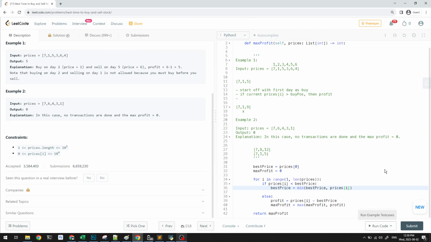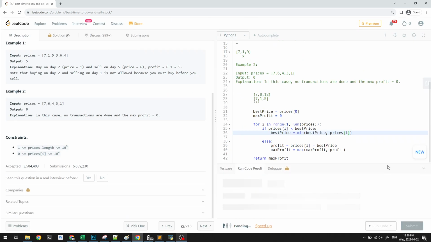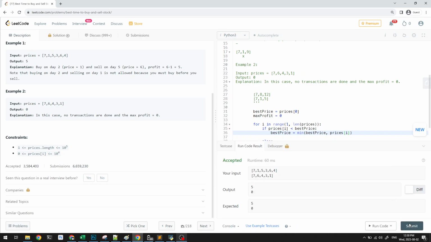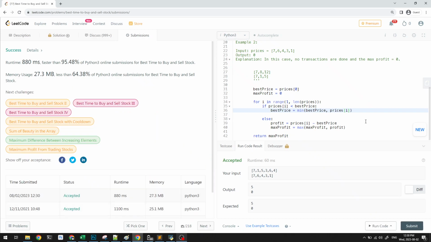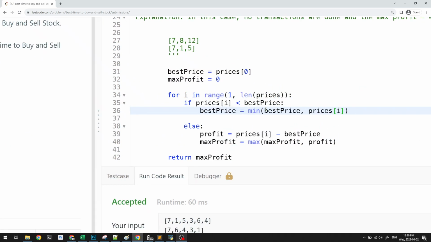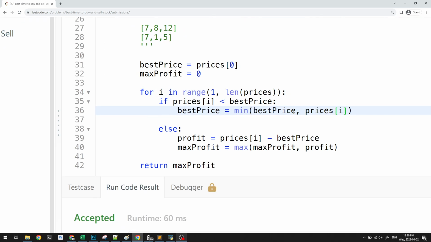So let's take a look and run the example test cases. And it passes, and we can click submit. And it also passes. Now you may be asking, why are we doing minimum of best price and prices of i? Why are we not just setting it equal to prices of i?